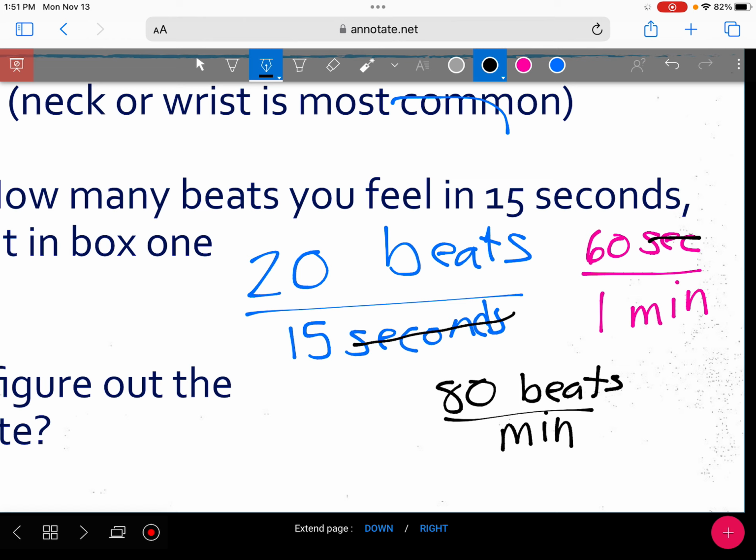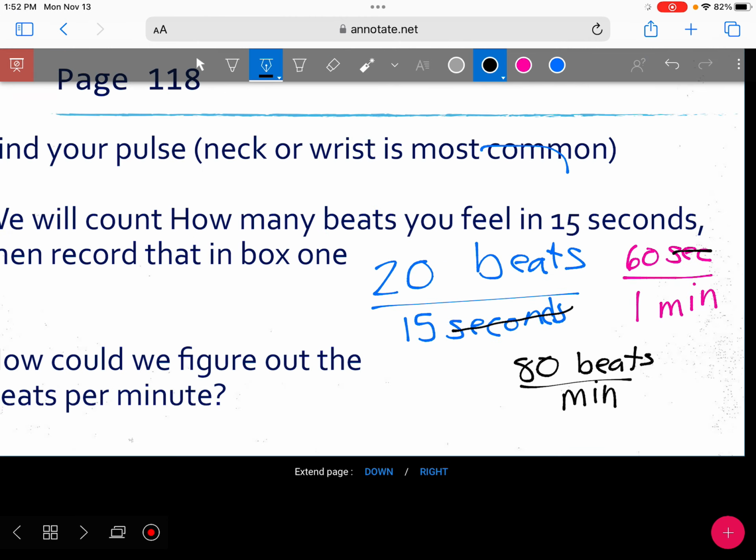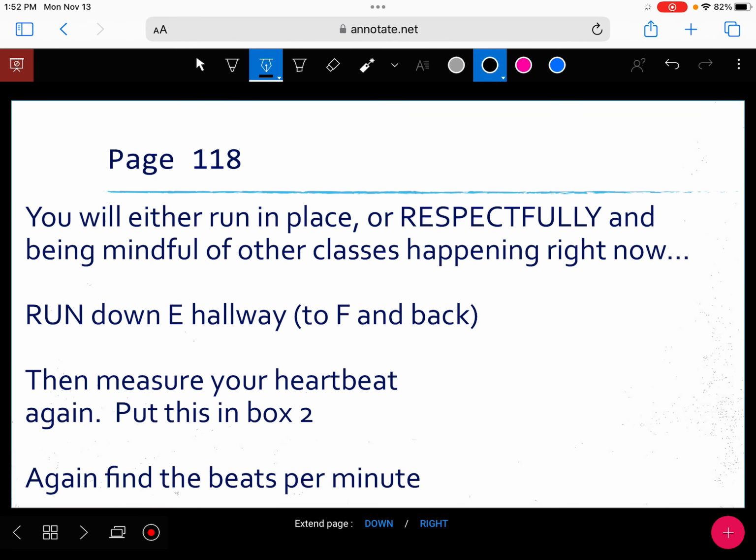I think we should probably do an active heart rate. Yes. I can't run that. You're right, you can't. So, alternatives. Some of you are going to respectfully run down to F hallway and back. Or just sit here and hyperventilate, because that actually makes your heart rate go up really fast. If you sit here and hyperventilate, you can absolutely go run down the hallway to F and back.